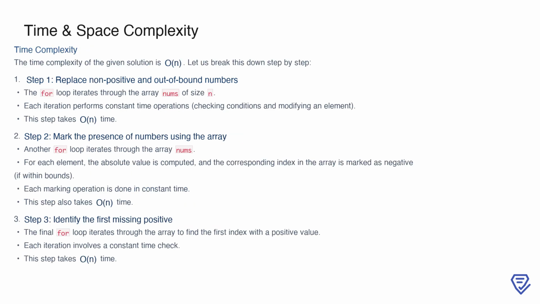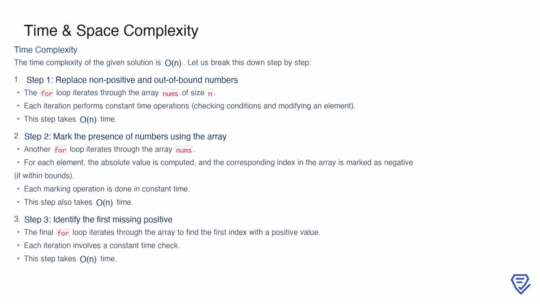The time complexity of this solution is O(n), and we can break it down into 3 distinct steps. In the first step, we iterate through the array to replace all non-positive and out-of-bound numbers. This involves a single for loop that runs n times, where n is the size of the input array. For each iteration, we perform simple constant time operations like checking conditions and modifying elements. As a result, this step takes O(n) time.